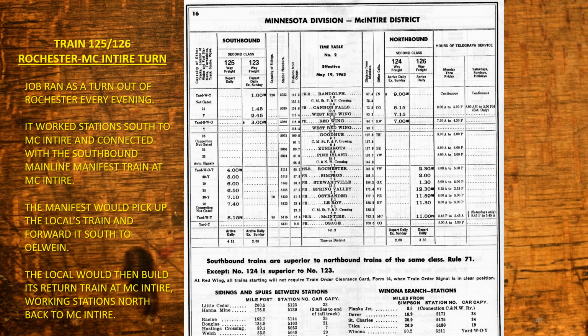So basically, this train did all the local work and took all the loading out of Rochester. It would set its train out at McIntyre, and then it would duck in the yard. Then a southbound mainline freight, which was due about the same time, would stop and pick up those cars and forward them on south to O-line. And that happened every night. That meet was made every night so that that traffic could be expedited south to O-line.